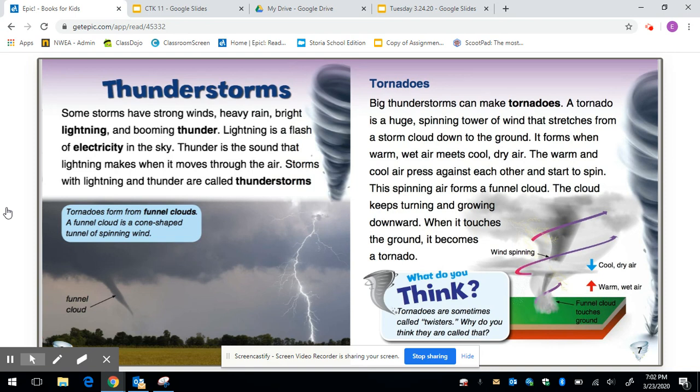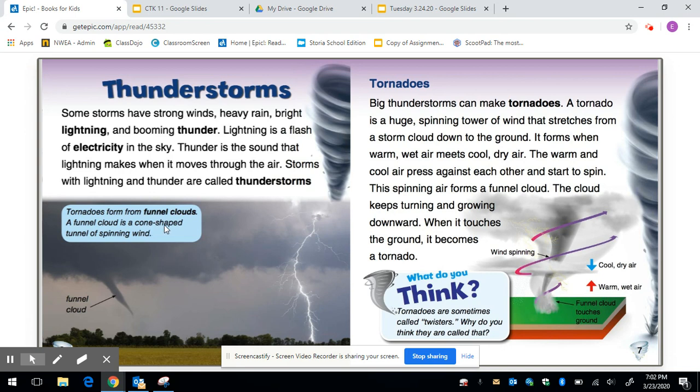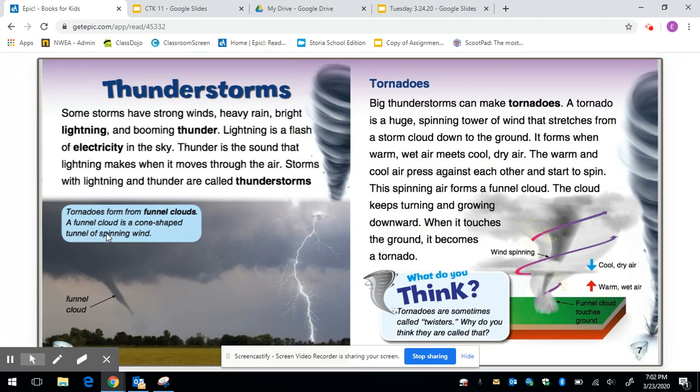So I'm going to go ahead and read this little caption here for our picture. It says, tornadoes form from funnel clouds. A funnel cloud is a cone-shaped tunnel of spinning wind. So I want to take just a minute and talk about this word, funnel cloud. I want to make sure that we understand what it means.